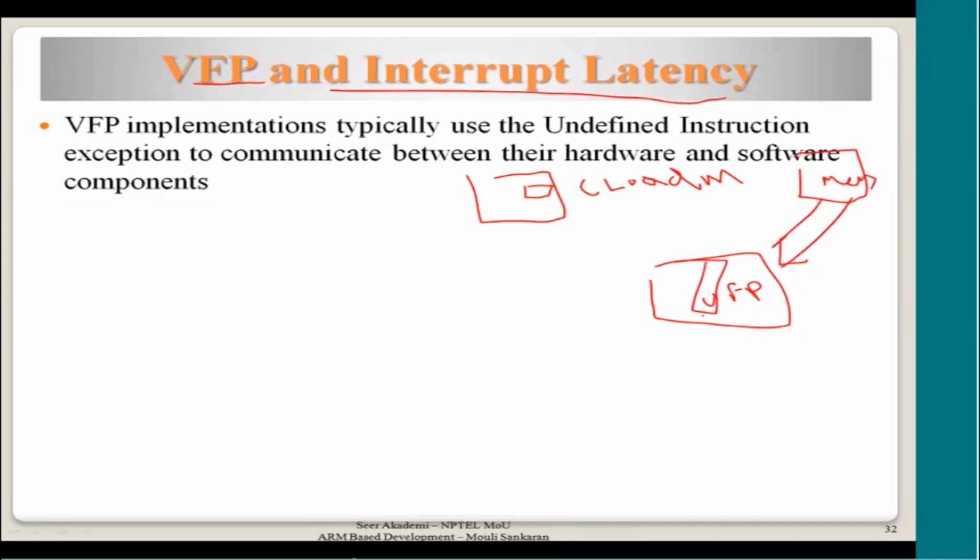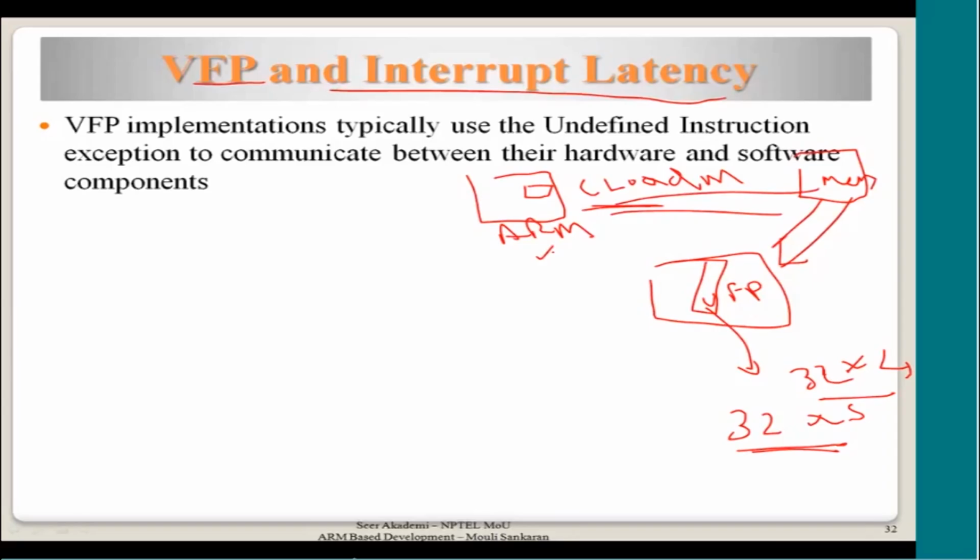So if you are clear now, 32 single precision registers are there. So it can decide to transfer 32 into 4 bytes of data from memory in one go. Now this coprocessor load instruction has to be done with the help of ARM, because ARM is generating the address and then the data comes here.